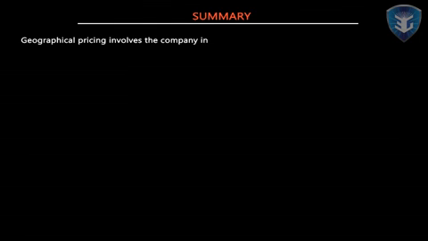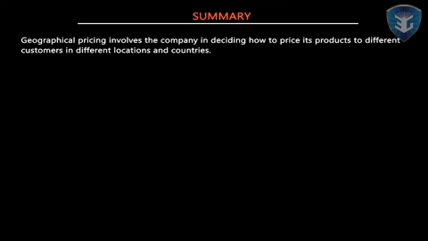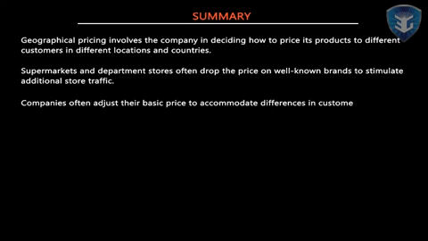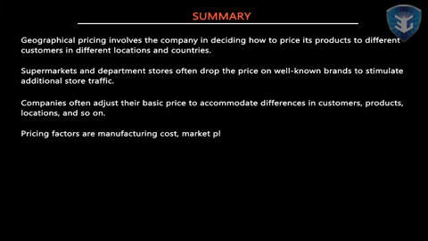Now, in the end, let us summarize what we have learned in this lecture. Geographical pricing involves the company in deciding how to price its products to different customers in different locations and countries. Supermarkets and departmental stores often drop the price on well-known brands to stimulate additional store traffic. Companies often adjust their basic price to accommodate differences in customers, products, locations, and so on. Pricing factors are manufacturing cost, marketplace, competition, market condition, and quality of product.